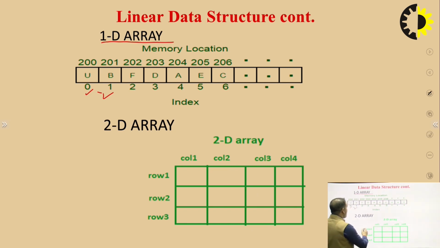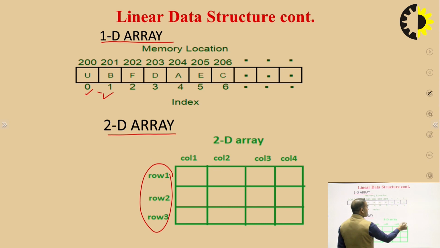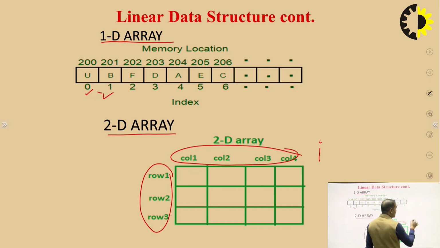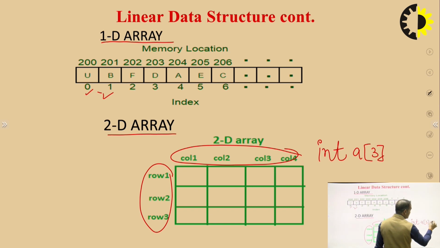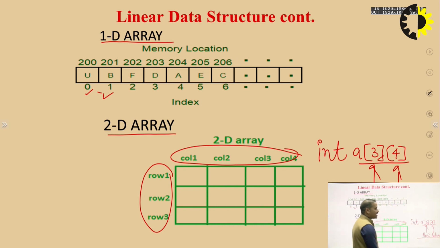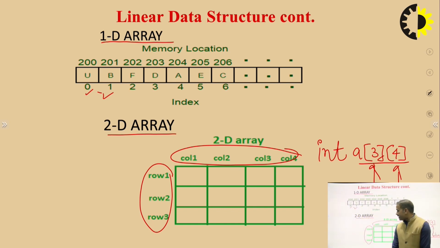This is a diagram of a two-dimensional array. A two-dimensional array means there are rows and a number of columns. Here the number of rows is 3 and the number of columns is 4. So we can write it like this: int a[3][4], where the second subscript is the number of columns. By using such concepts, we can create multi-dimensional arrays in different forms.